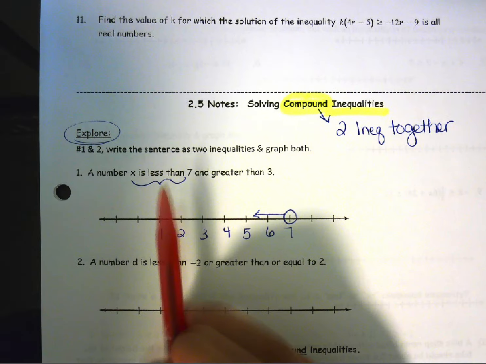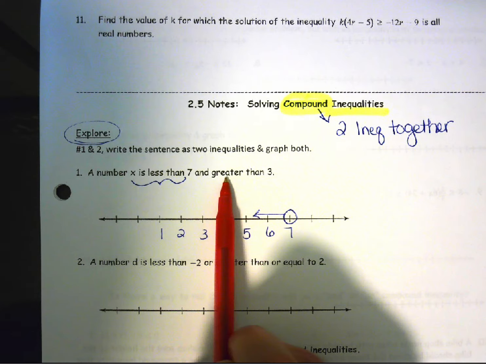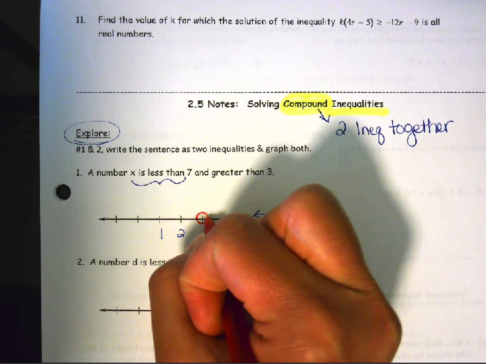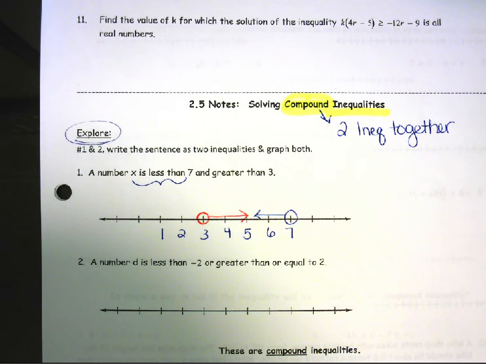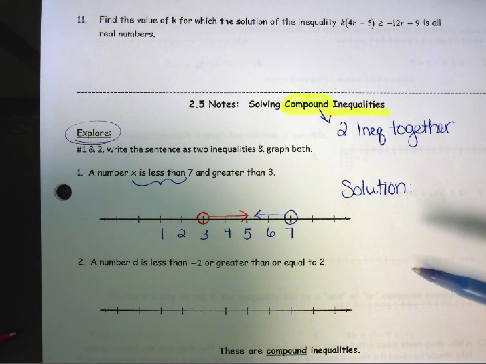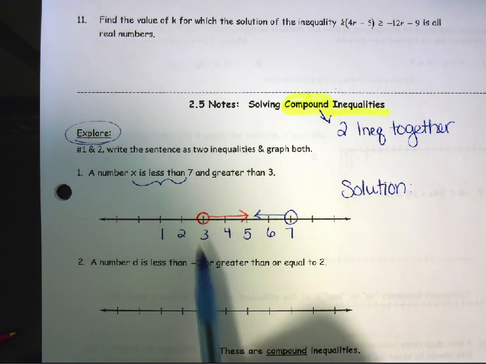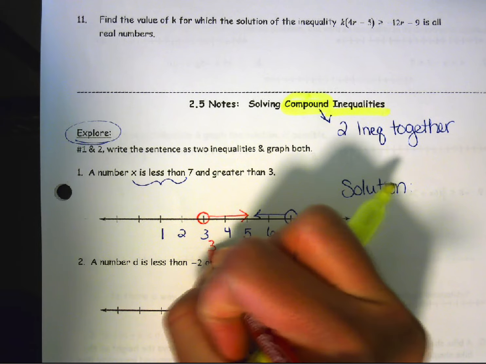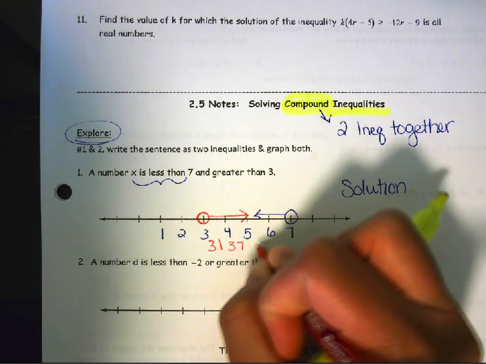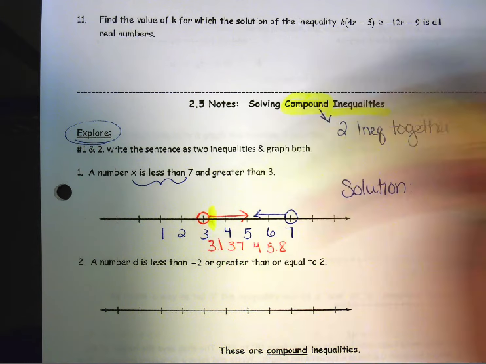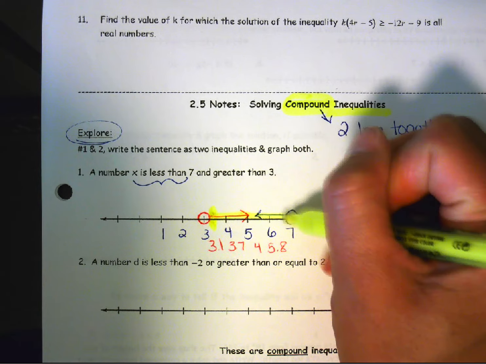But it also says x is greater than 3. So if we look at 3, it has to be greater than 3. If I asked you what the solution is for this statement, you would tell me anything above 3. So we could go 3.1, 3.7, 4, 5.8. We can go above 3 all the way to just before 7.